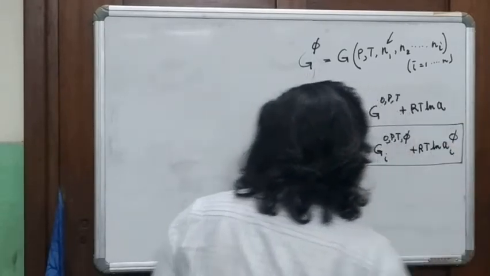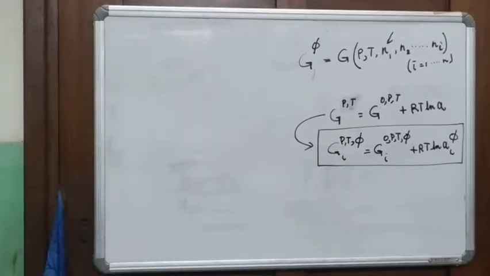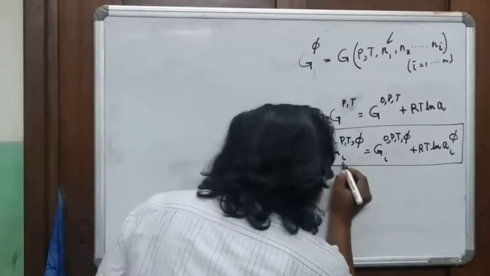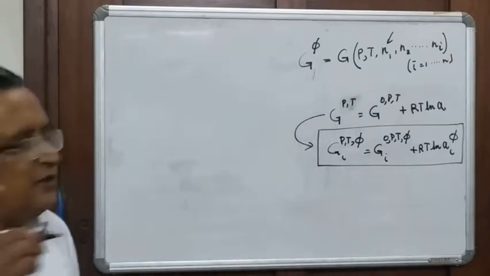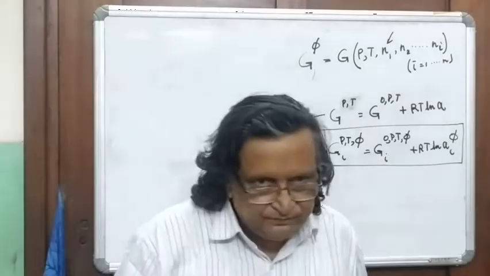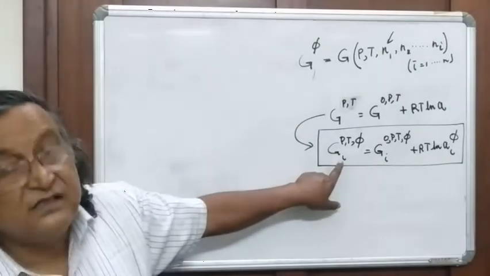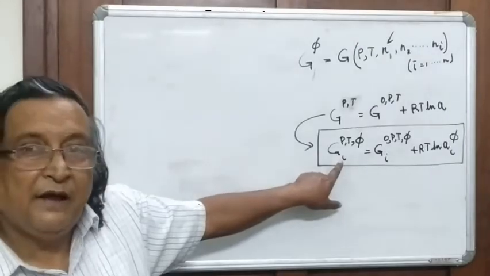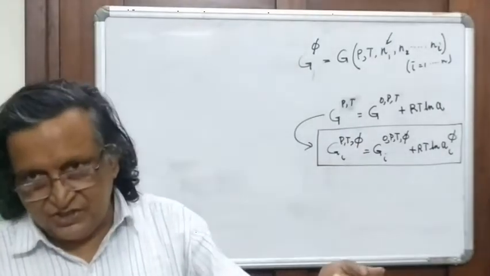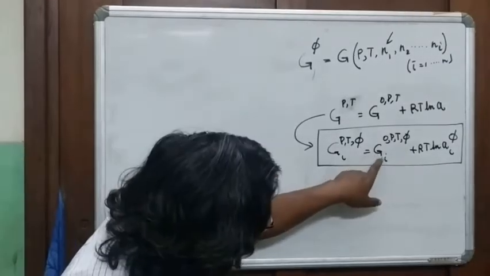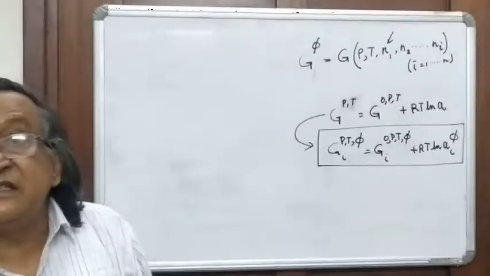What have I done? From here to here, I have added i as a superscript, i as a subscript. That means I am talking about a phase component. Have you understood? And phi, what is this? A phase. Similarly, G_i at 0, P, T, phi, where phi is the phase.